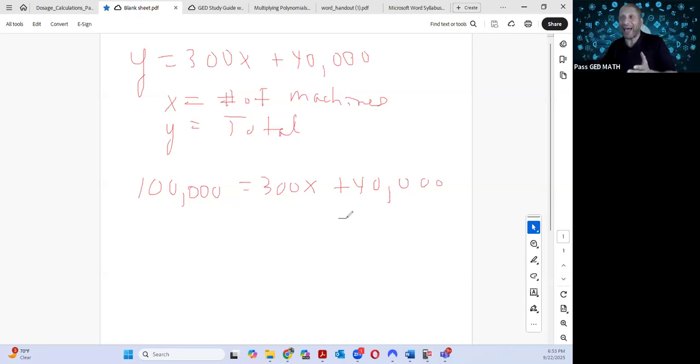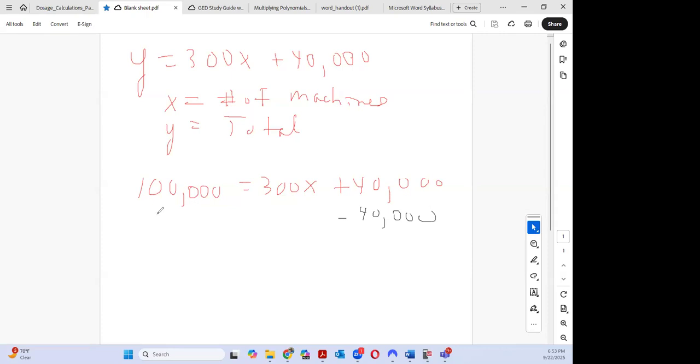Right away, you should be saying, oh, I'm trying to solve for X. X is on my right side. I got 2 terms on my right side. I got to get rid of one of them. If my X is in one of the terms, I can't get rid of that term because then my X is gone. So I got to get rid of that 40,000. The opposite of plus 40,000 is minus 40,000. What's my next step? Whatever I do on one side, I do on the other.